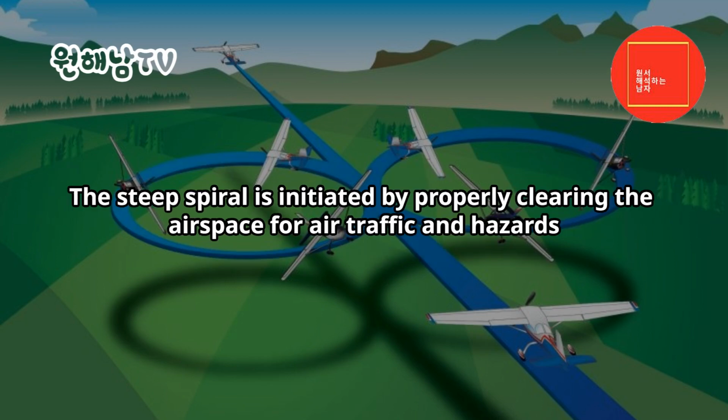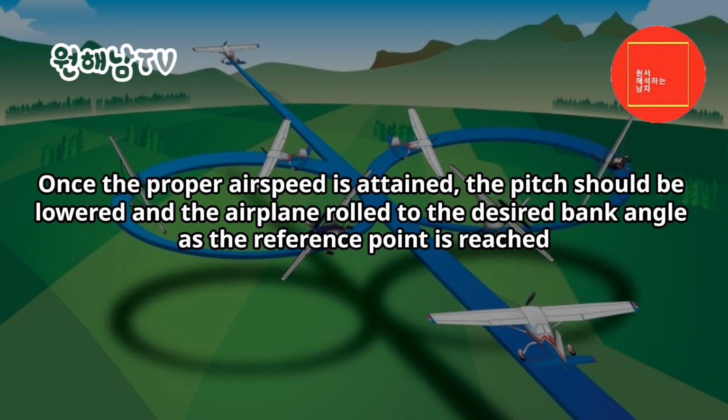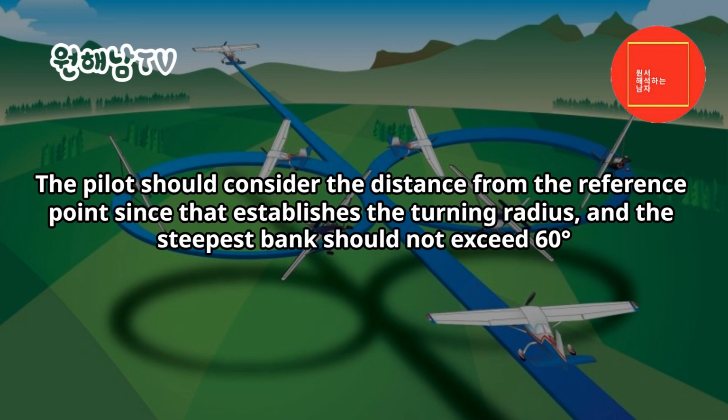The steep spiral is initiated by properly clearing the airspace for air traffic and hazards. In general, the throttle is closed to idle, carburetor heat is applied if equipped, and gliding speed is established. Once the proper airspeed is attained, the pitch should be lowered and the airplane rolled to the desired bank angle as the reference point is reached. The pilot should consider the distance from the reference point since that establishes the turning radius, and the steepest bank should not exceed 60 degrees.